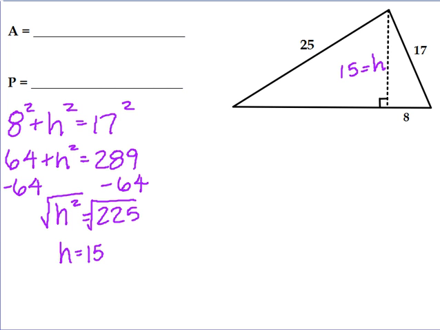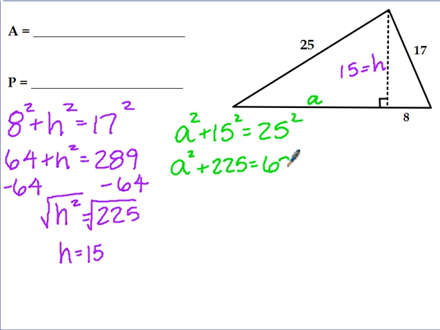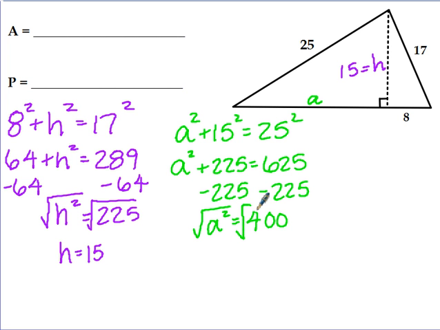But now I need to do this again to find this side. And I'm just going to label it A, because this would be my C. And then I have 15, so now I need to do this whole process again so that I can figure out what A is. So again, I'm going to square both numbers. I'm going to subtract 225 from both sides. And now I'll take the square root of both sides to get that A is 20.